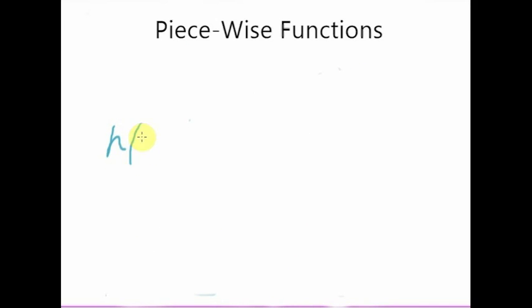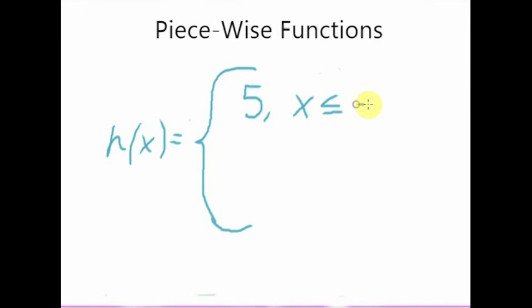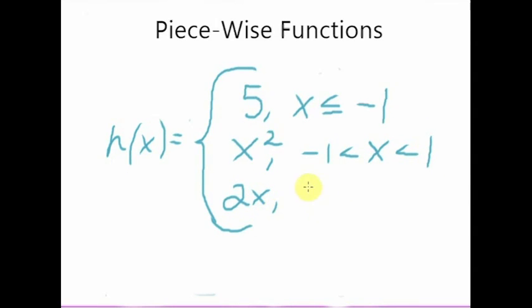A piecewise function is just a function that's made up of different parts. Instead of having one equation, it has multiple equations, each with their own individual domains. H of x has 5, where x is less than or equal to -1. x squared, where -1 is less than x, which is less than 1. And finally, 2x, where x is greater than 1.